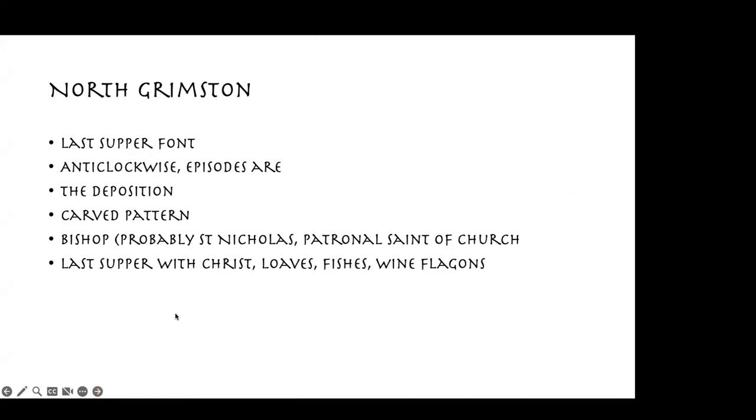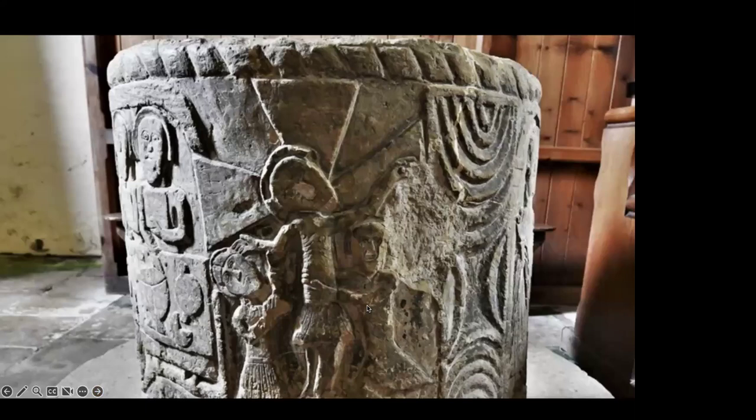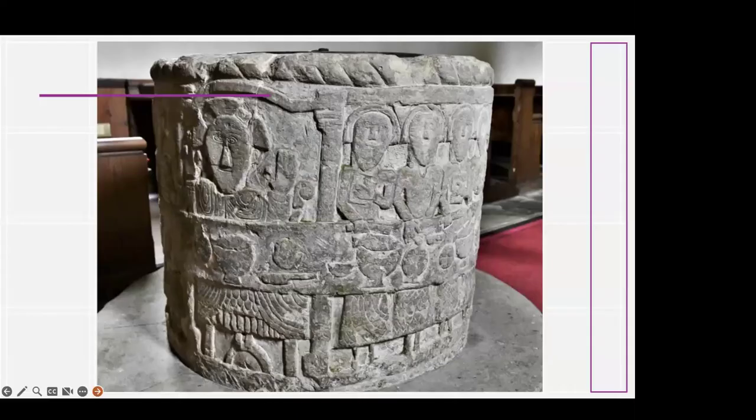So here in North Grimstone, this is a very unusual subject for a font. It's the Last Supper. So it's Christ with his apostles at the Last Supper, and then it's the deposition from the cross. And then, of course, there is a figure of a bishop, who is probably St. Nicholas, who is the patronal saint of the church. So let's start with the deposition, which is actually the end of the story. Here Christ is being taken down from the cross. That is the tail end of the Last Supper. And then here we have Christ with his hand raised in blessing.